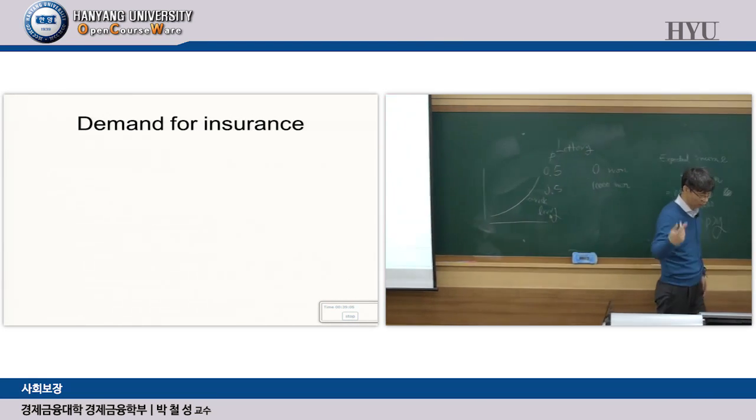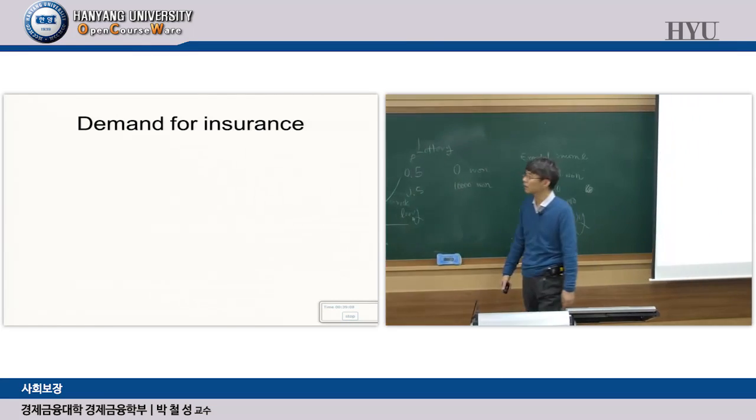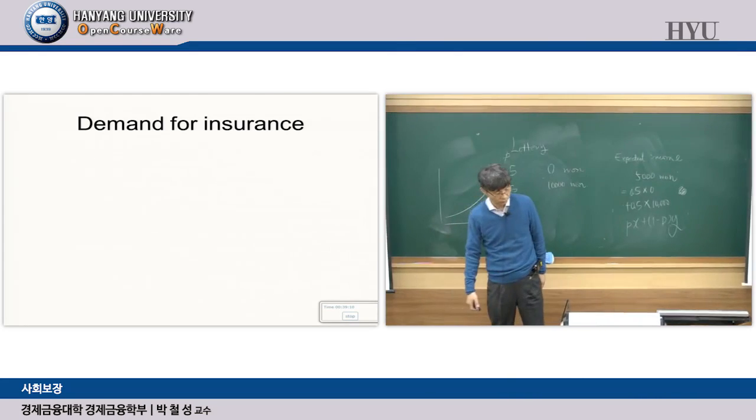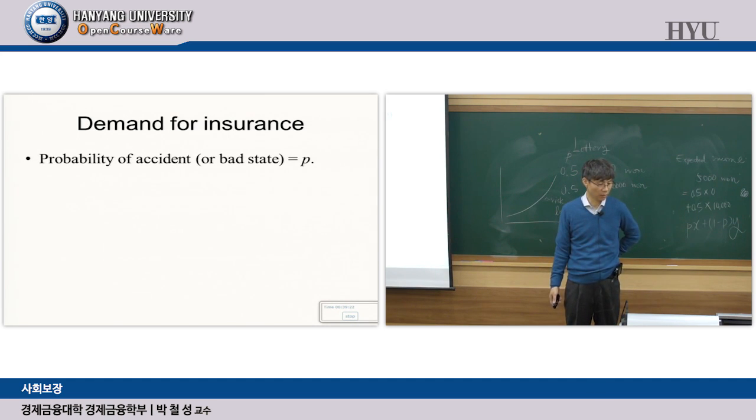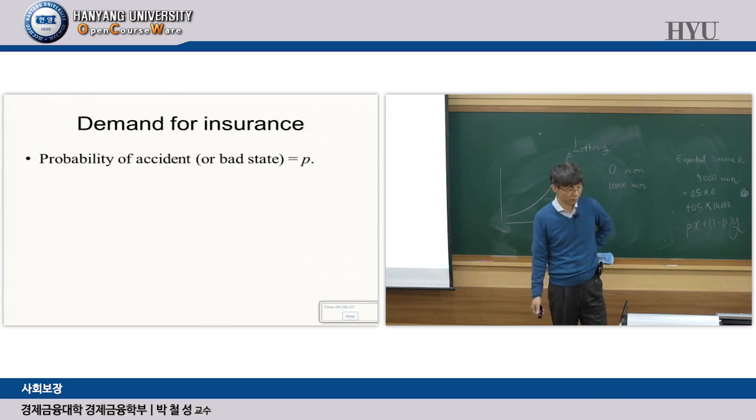Now, think of insurance. Now, let's introduce insurance. Okay? So this is like a lottery. Insurance is like a lottery. Okay? And how it works is this way. There is a probability of something bad happening. The probability of an accident, let's say P.